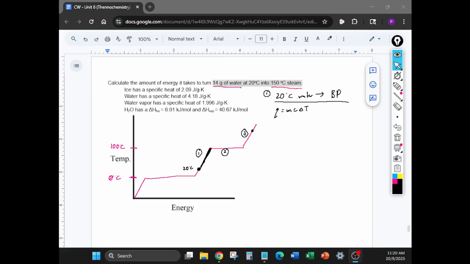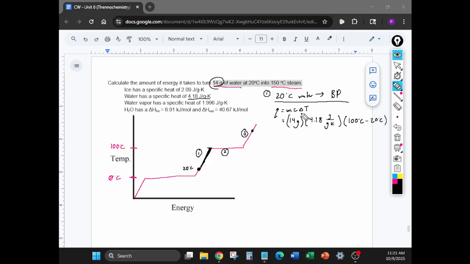What is the Q for taking 20 degrees Celsius water to the boiling point? All right, guys, let's go over the calcs. So we're looking for Q. The mass of water is 14 grams, right? So M is 14 grams. The specific heat of water is 4.18, same thing as before, 4.18 joules per gram Kelvin. And the change in temperature: the final temperature for this step is 100 degrees, because that's when it starts boiling. So our final temp is 100 degrees Celsius minus our starting temperature, which is 20 degrees Celsius.